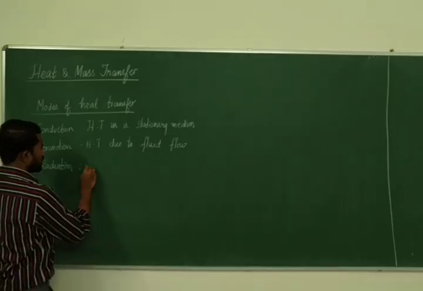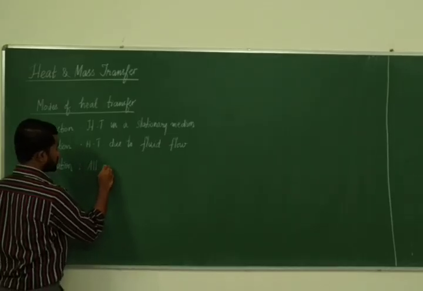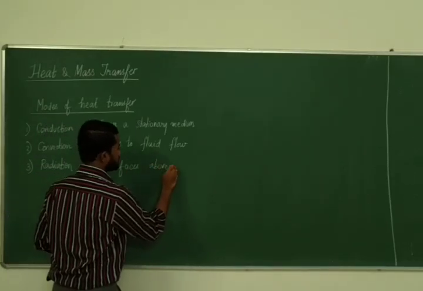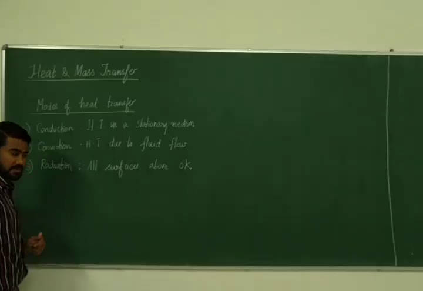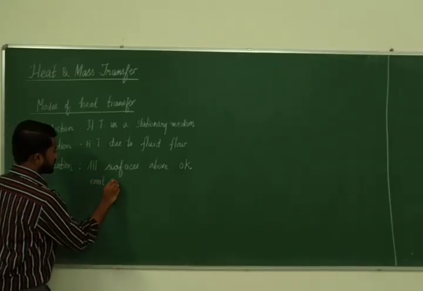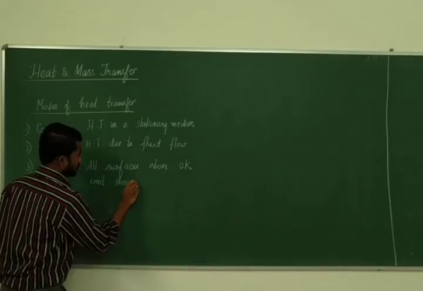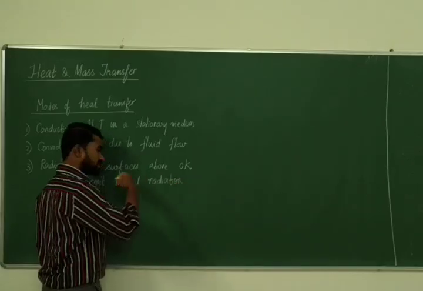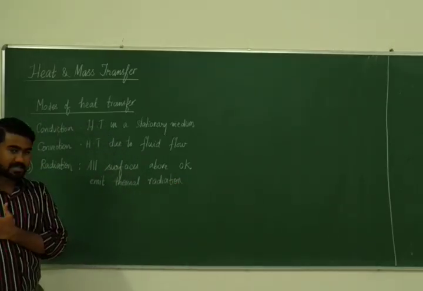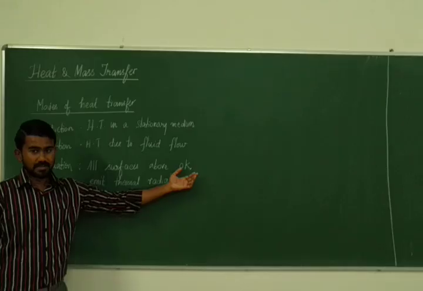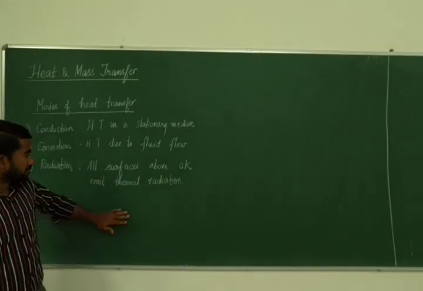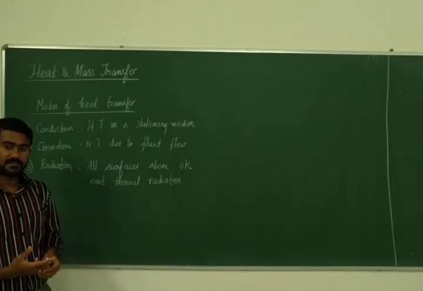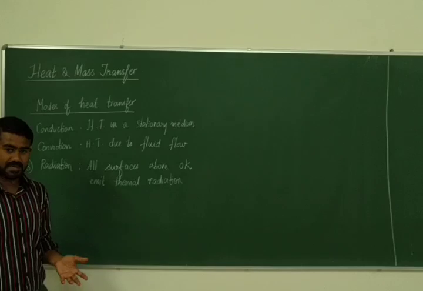Finally, radiation. All bodies, all objects, all surfaces above absolute zero temperature, that is 0 Kelvin, emit thermal radiation. So thermal radiation is a mode of heat transfer that is taking place all the time. My body surface is above 0 Kelvin, so it is also emitting radiation. The board is above 0 Kelvin, that is also emitting radiation. The sun is definitely at a very high temperature, that's also emitting radiation.